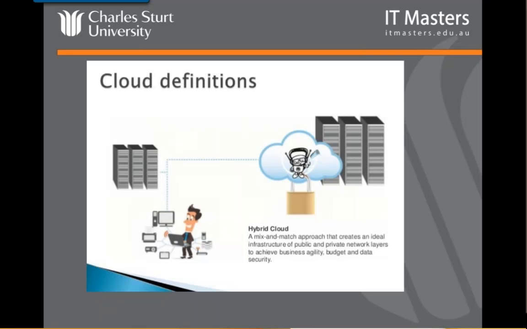Then we get the hybrid cloud. As we spoke in week 1, it was a mix and match approach, which creates an ideal infrastructure of public and private network layers to give your business agility and a better budget. Why? Because you're not going to share everything up in the cloud. You're going to share only the resources that you don't need.